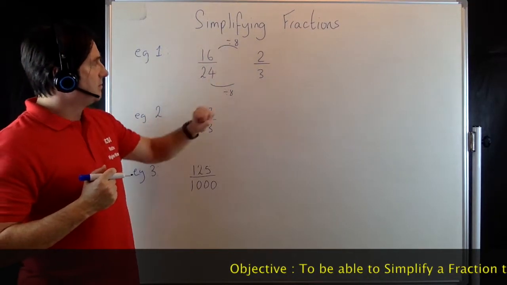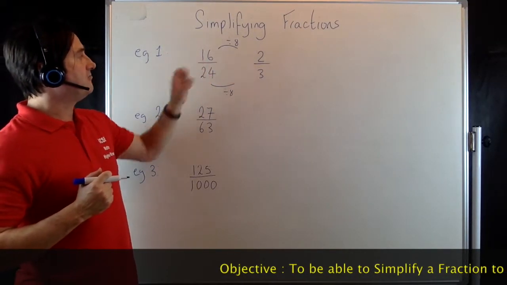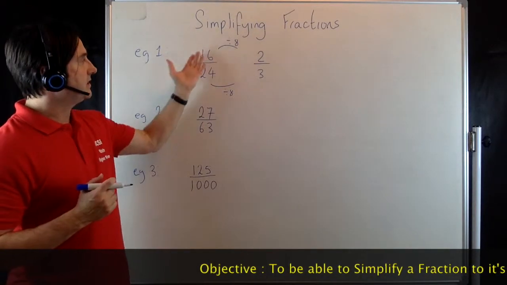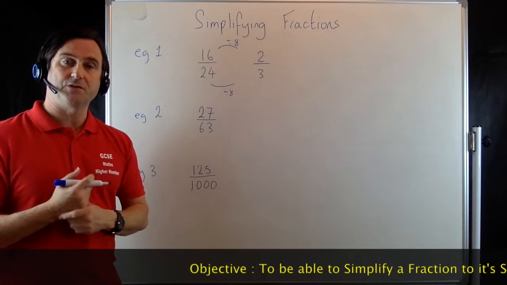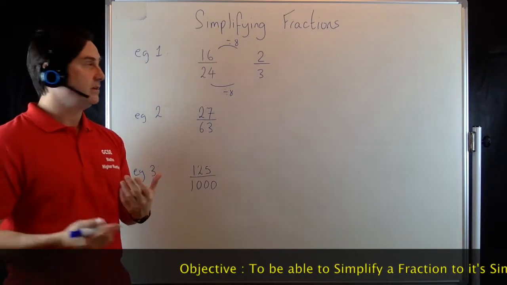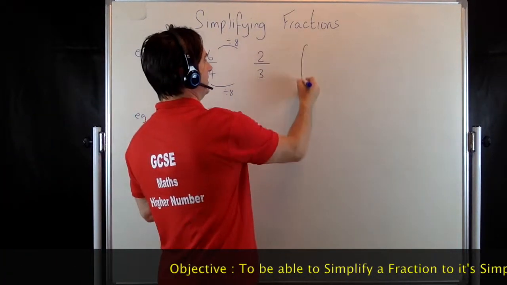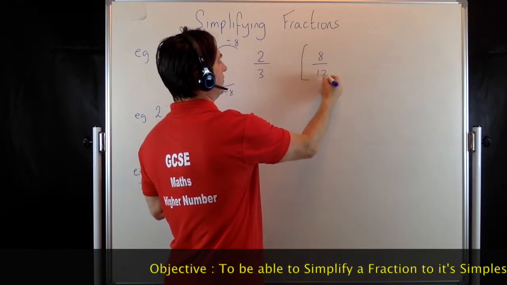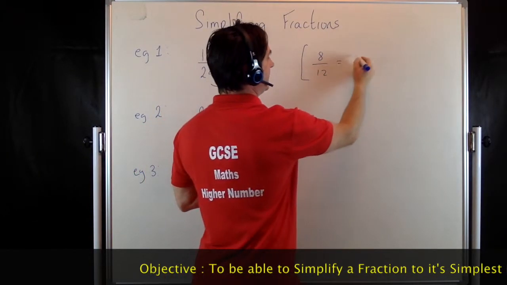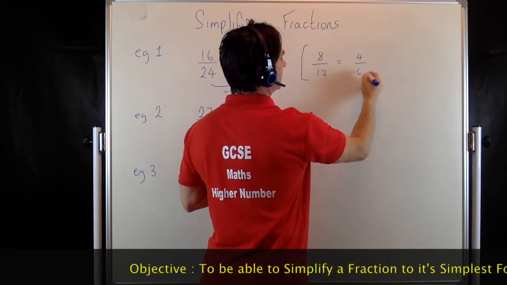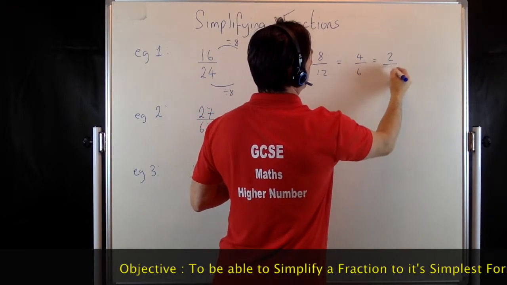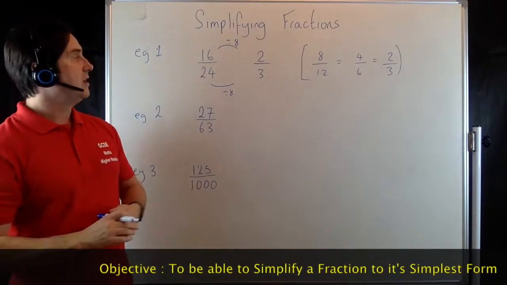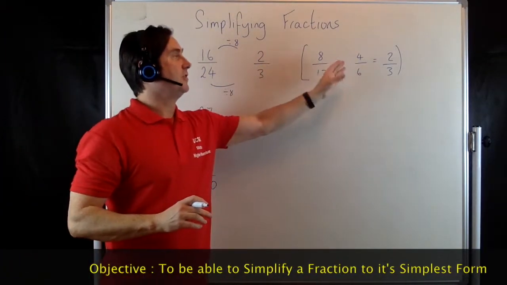Now, some people will look at that and not realise that 8 goes into it straight away. So what they do is they start to halve 16 over 24 because they know that 2 goes into it. Well, that's perfectly okay to do. Half of 16 is 8, half of 24 is 12, and then they'll halve it again to give 4 over 6, and then halve it again to give 2 over 3. You get the same answer, but it's going about it in a rather drawn out way.